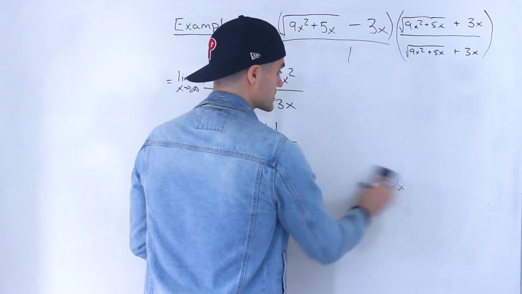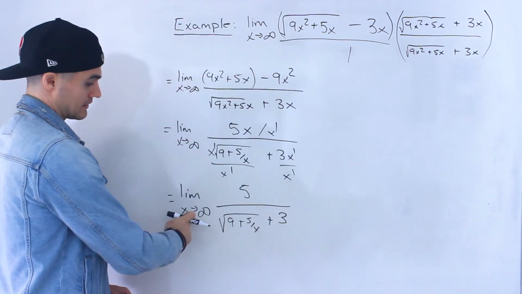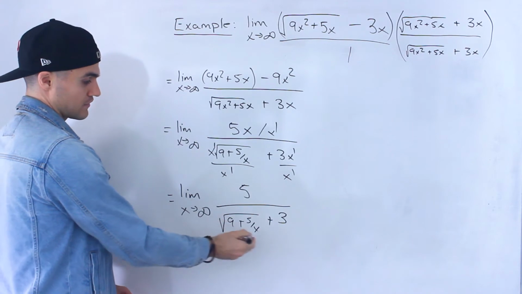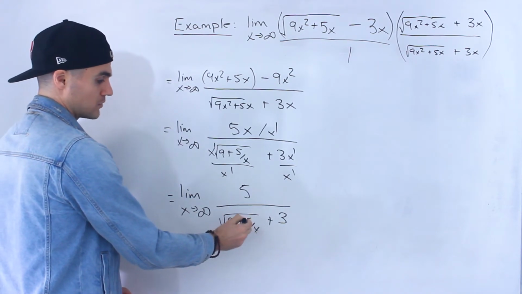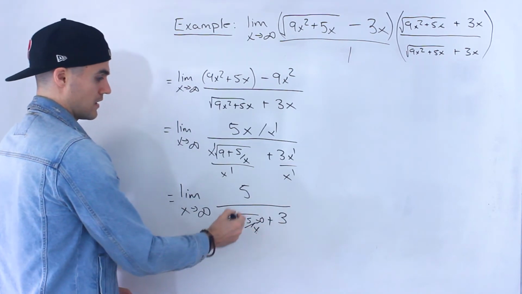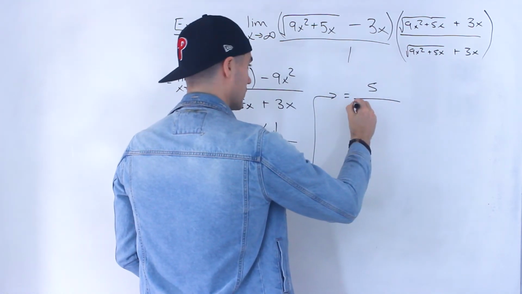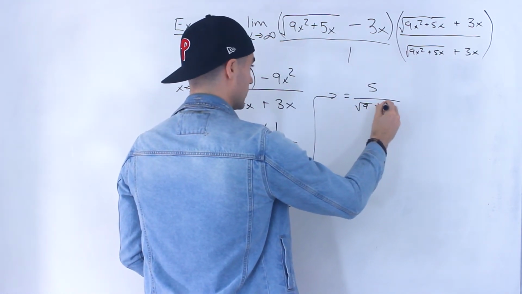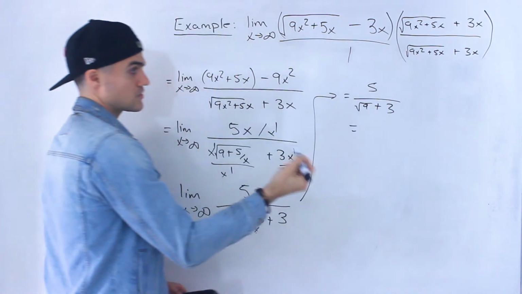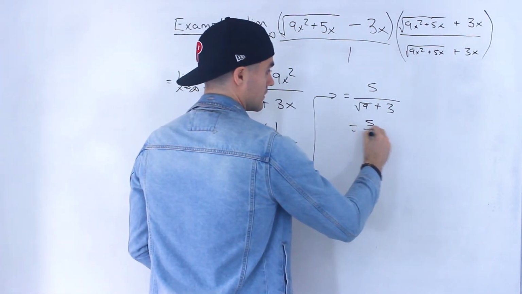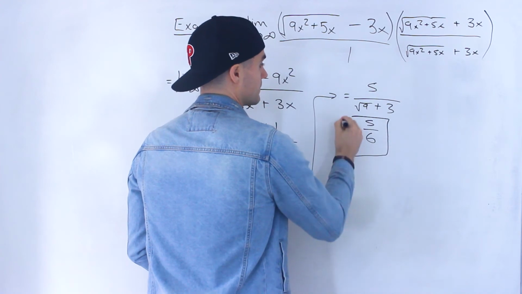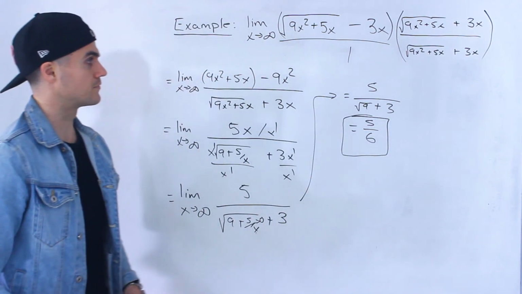And now notice we can sub in this x value of positive infinity here. 5 over infinity would be 0. That's going to go towards 0. So we would end up with 5 over the square root of 9 plus 3. Square root of 9 is 3, plus 3 is 6. So 5 over 6 is the final answer.